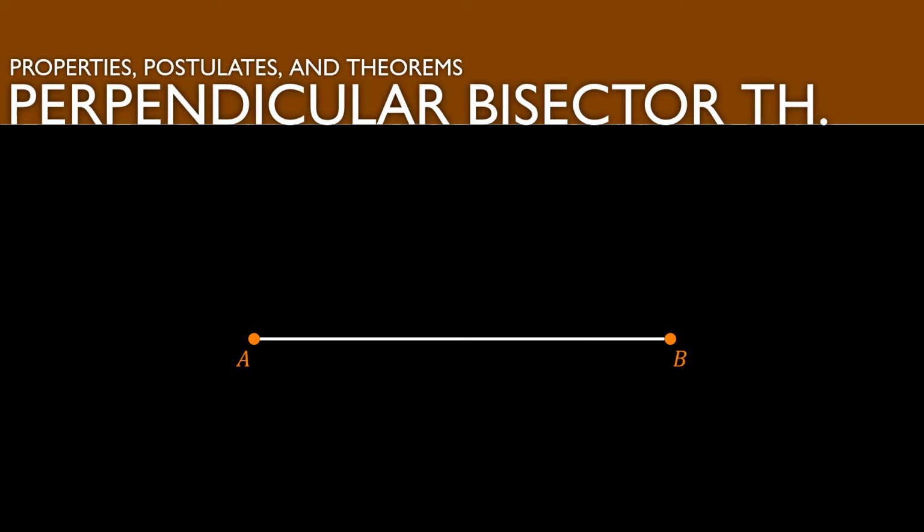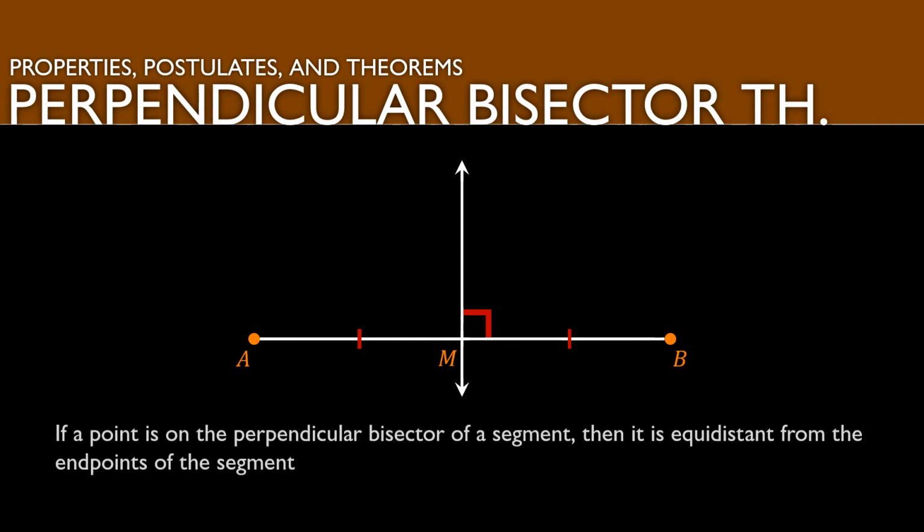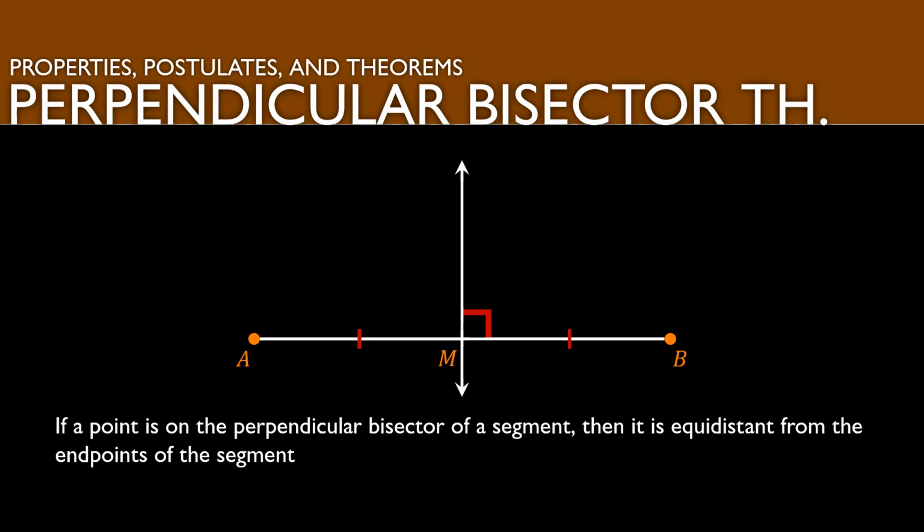If you have a segment, say AB, and you bisect it with a perpendicular bisector, in this case, line PM, any point that is on that line is going to be equidistant to either of the endpoints of the segment. And it's basically creating an isosceles triangle with segment AB being the base, and then segments AP and PB making up the sides of the isosceles triangle.